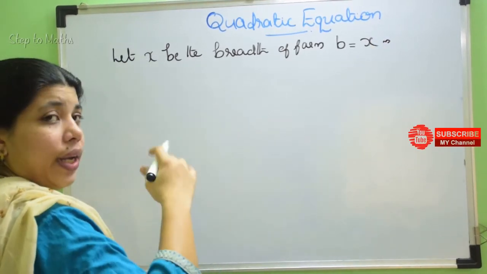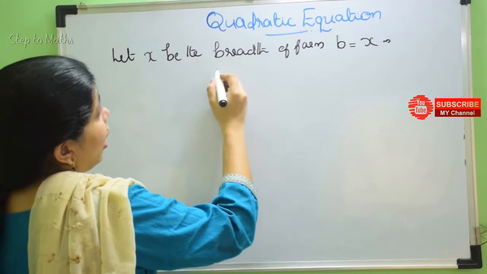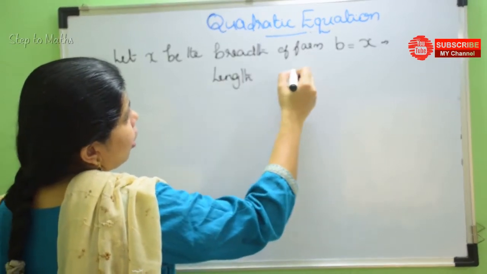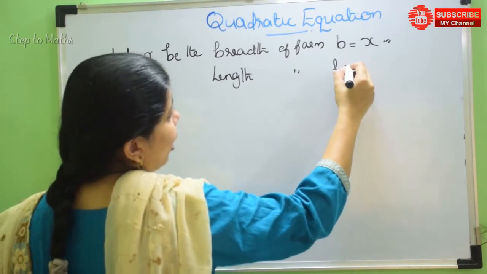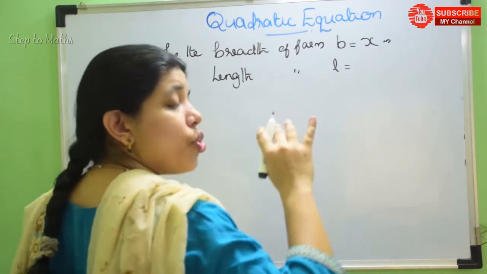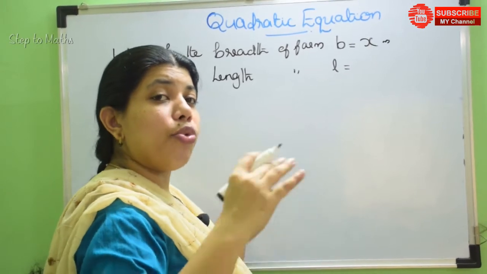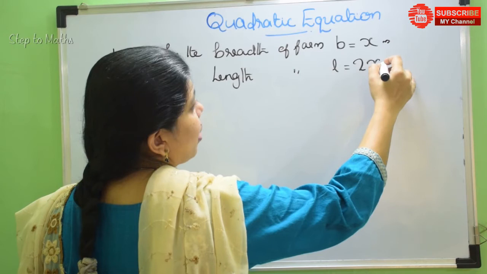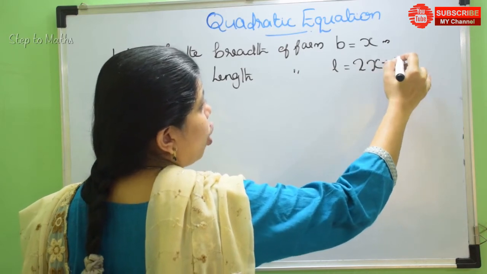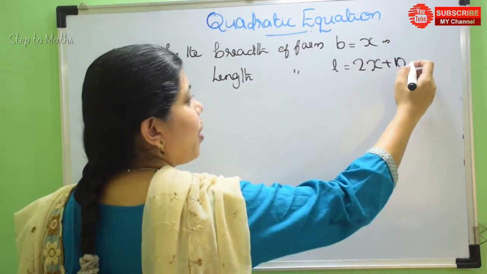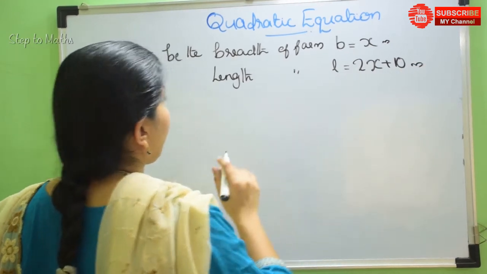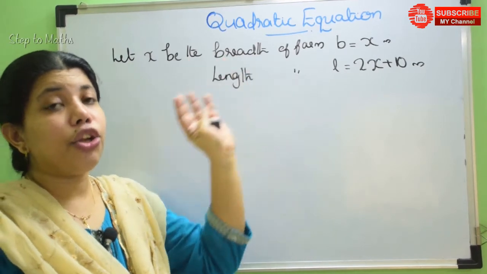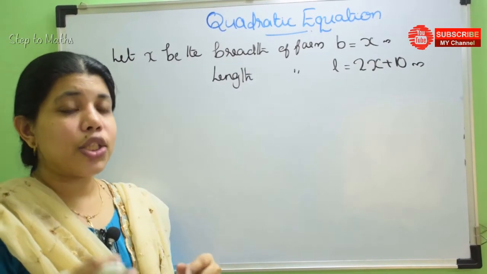And the relation between length and breadth is length of the farm L equal to 10 meter more than twice the breadth. Twice the breadth means 2x and 10 meter more. That is length is equal to 2x plus 10 meter. This is the relation between breadth and the length of the farm. Then what is the next part of the question?